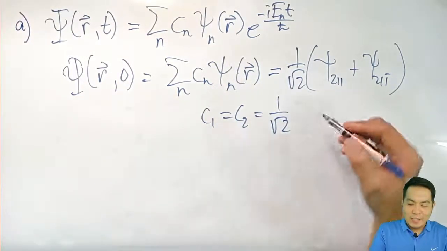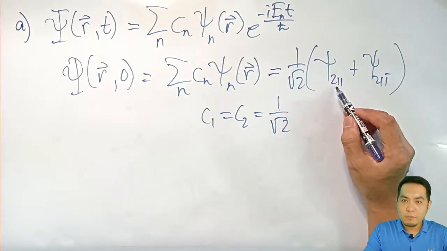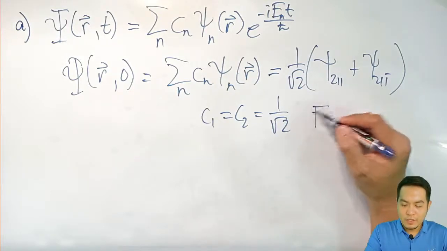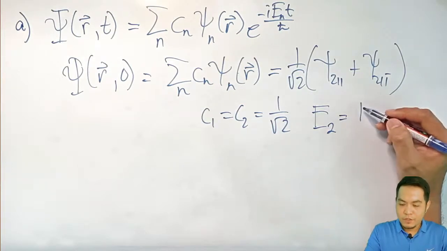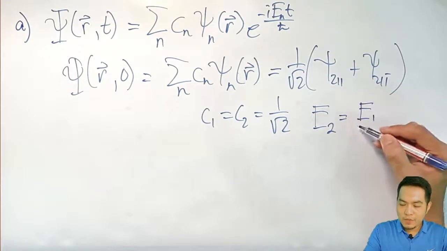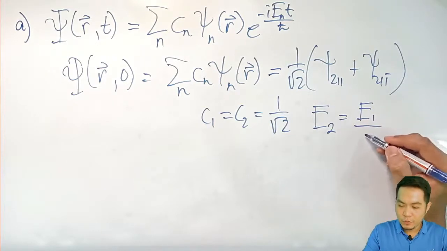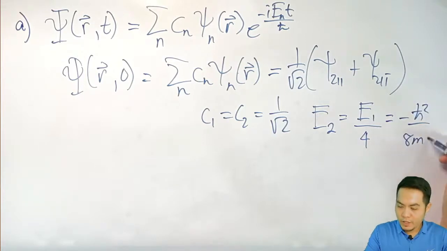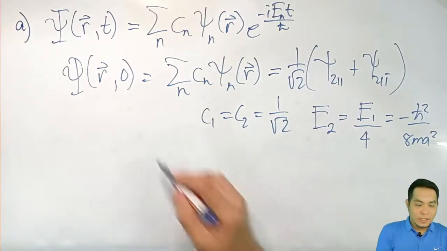Which means that the energy, in this case, since the two states belong to n equal to 2 and l equal to 1, they have the same energy. The energy is just E2, which is E1, the ground state energy, over 2 squared or 4. So this is negative h bar squared over 8 m a squared. So this is the energy level. Okay. So we can now write our wave function at any time t.